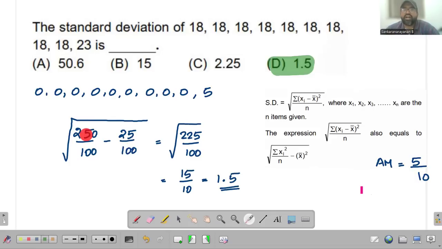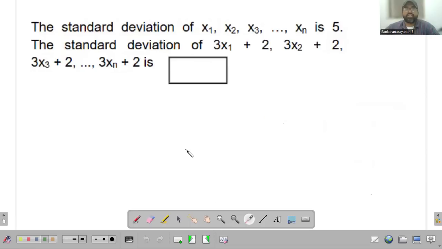So 25 divided by 10 minus 25 divided by 100. On simplification, you have to take the square root also. So square root of this value, and you can see that it ends up getting 1.5. Option D will be my answer choice. Okay, so that is giving us the explanation for the 20th question. We have got 5 more questions to go in this handout. Let us go to the next question.